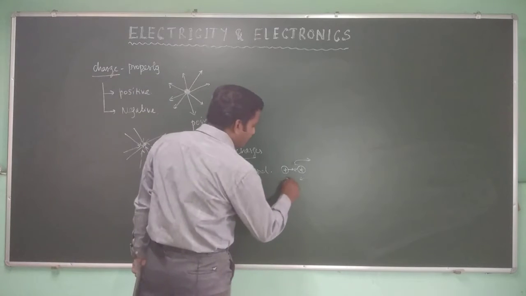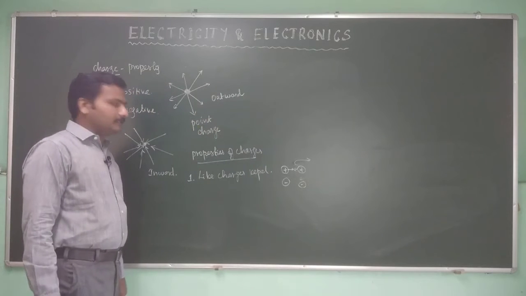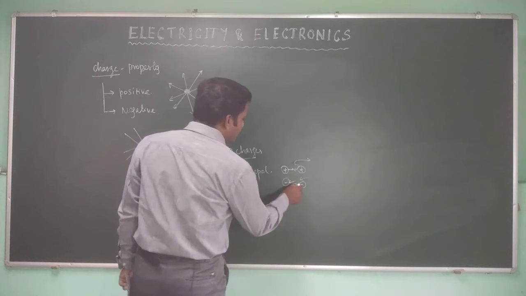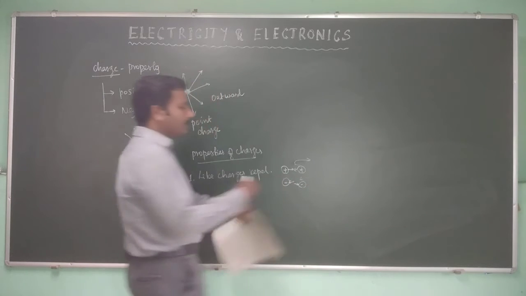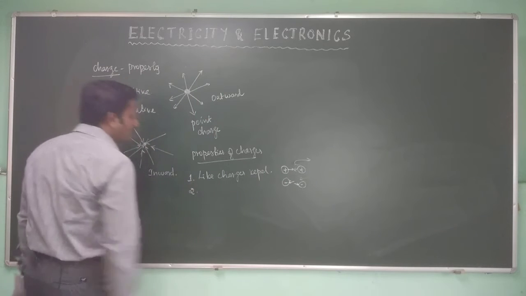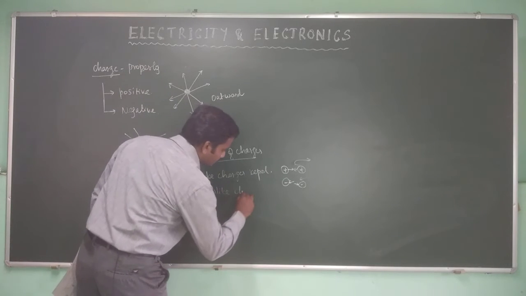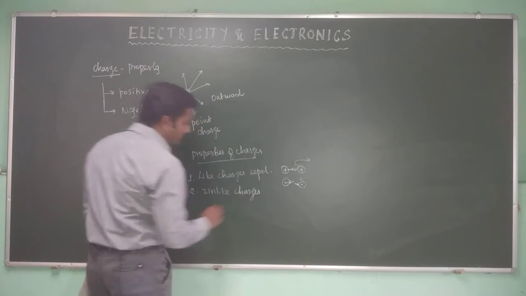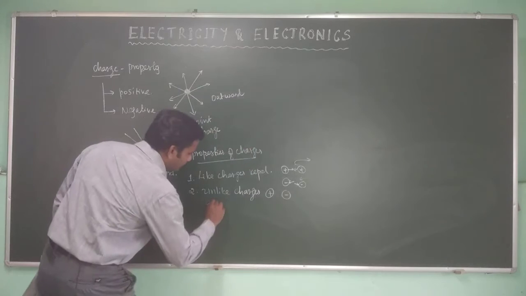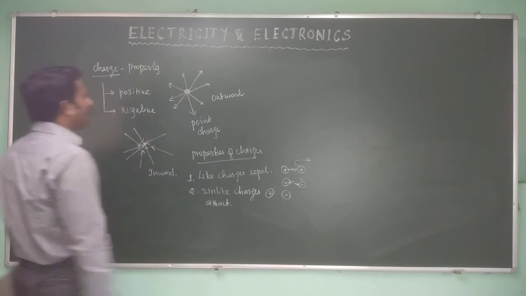This is true for negative charge as well. Because this force lines will go into this, and this force lines will go into this, both cannot be put together. So like charges will repel. And unlike charges, positive and negative, will attract. Unlike charges will attract.